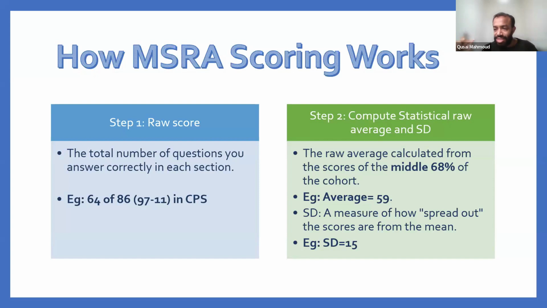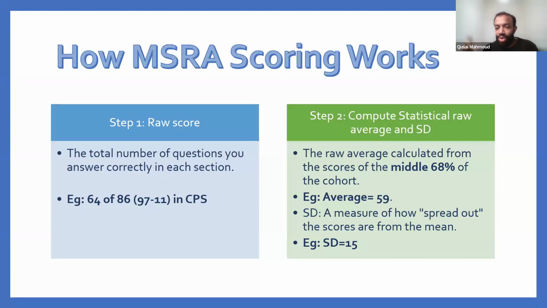From that 68% of the cohort, they will calculate the average and the standard deviation. So let's say the average was 59 out of 86. Let's say the average was the average of the two-thirds, the 68%, the people in the middle.